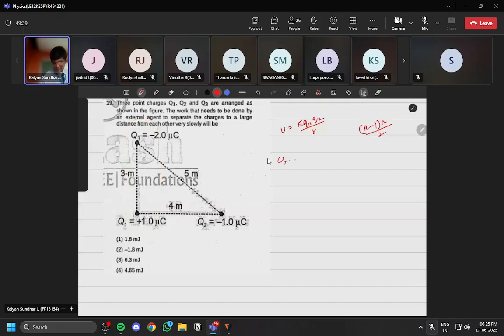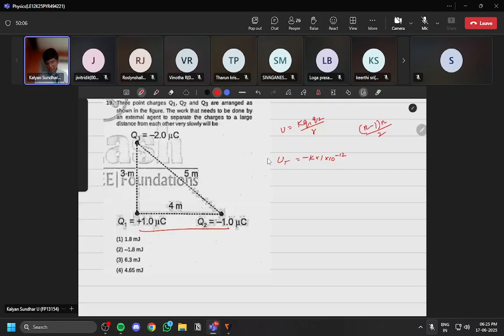So what will be the values of this? U total will be equal to, first taking Q1 and Q2, K into minus 1 into 10 to the power minus 12 divided by the distance between them, 4, plus this, 2 times K into 10 to the power minus 12 divided by length 5, minus of 2 K 10 to the power minus 12 divided by 3.